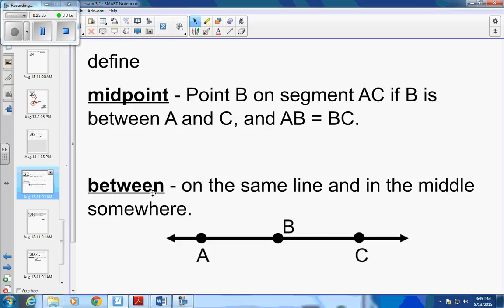Between means on the same line, so this is not between. B is not between A and C here. You have to be on the line to be between. You also have to be between A and C, so this is not between. B has to be somewhere in here along this line to be considered between by definition of between.